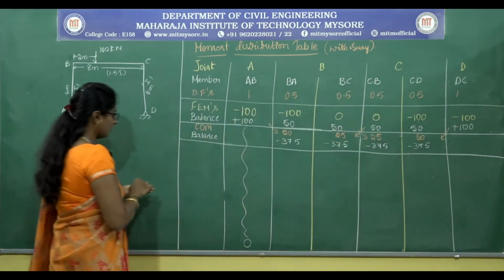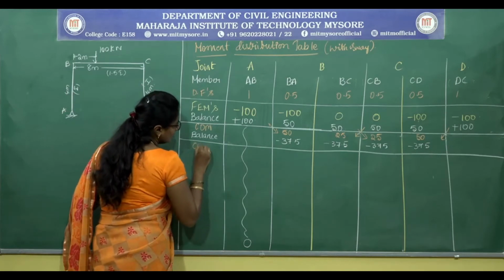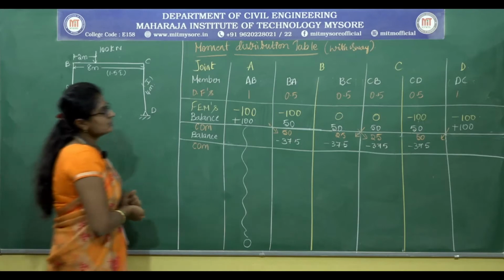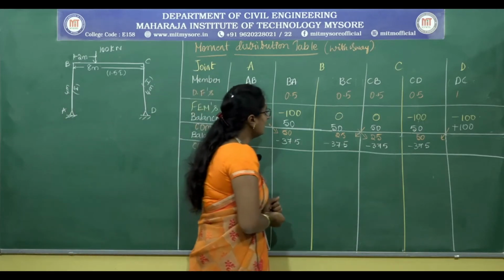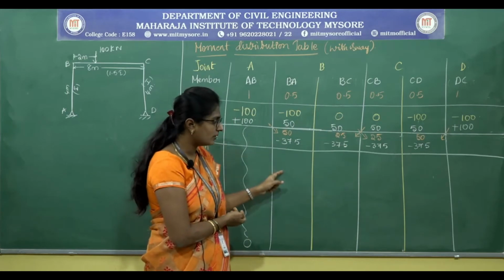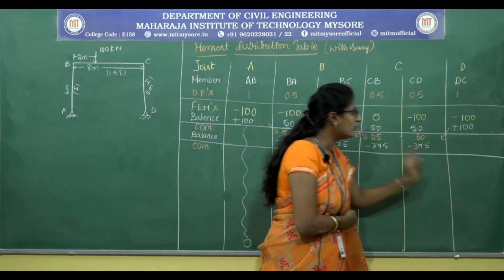Then again, carry over moment. Here the carry over can be done only between BC and CB, because at BA there is nothing to be transferred, and even at CD there is nothing to be transferred.